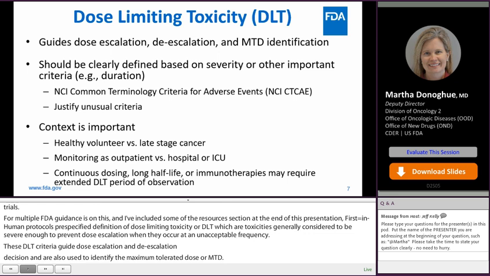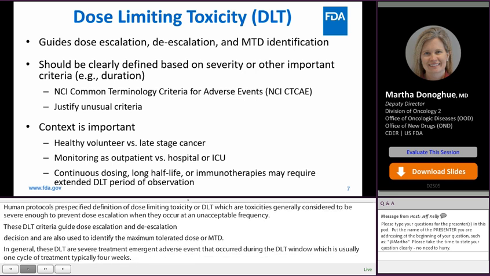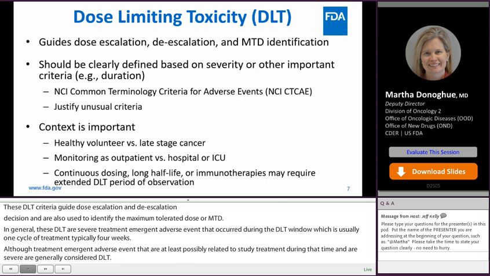Treatment-emergent adverse events that are at least possibly related to study treatment during that time and are severe are generally considered DLT. Severity of treatment-emergent adverse events is graded using the NCI Common Terminology Criteria for Adverse Events, or NCI-CTCAE, and most treatment-emergent events of grade 3 or greater severity, with a few exceptions, are considered DLT.